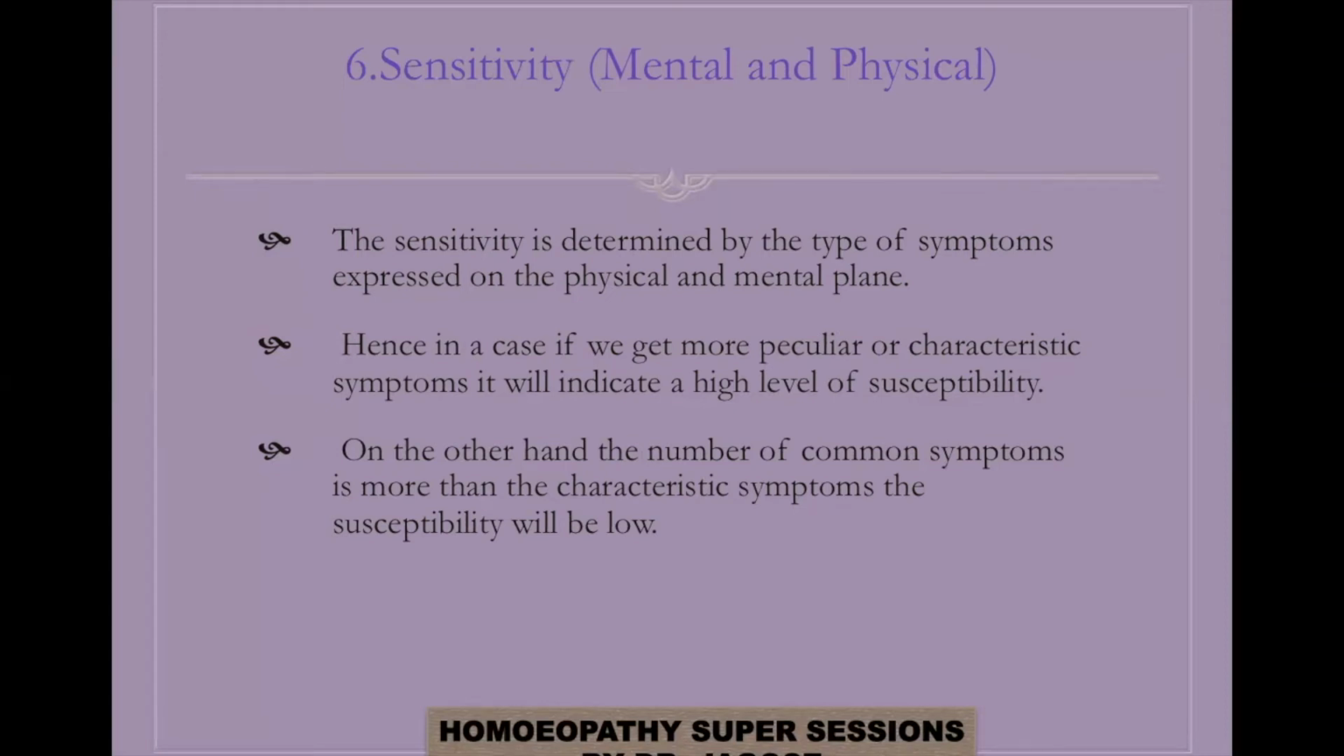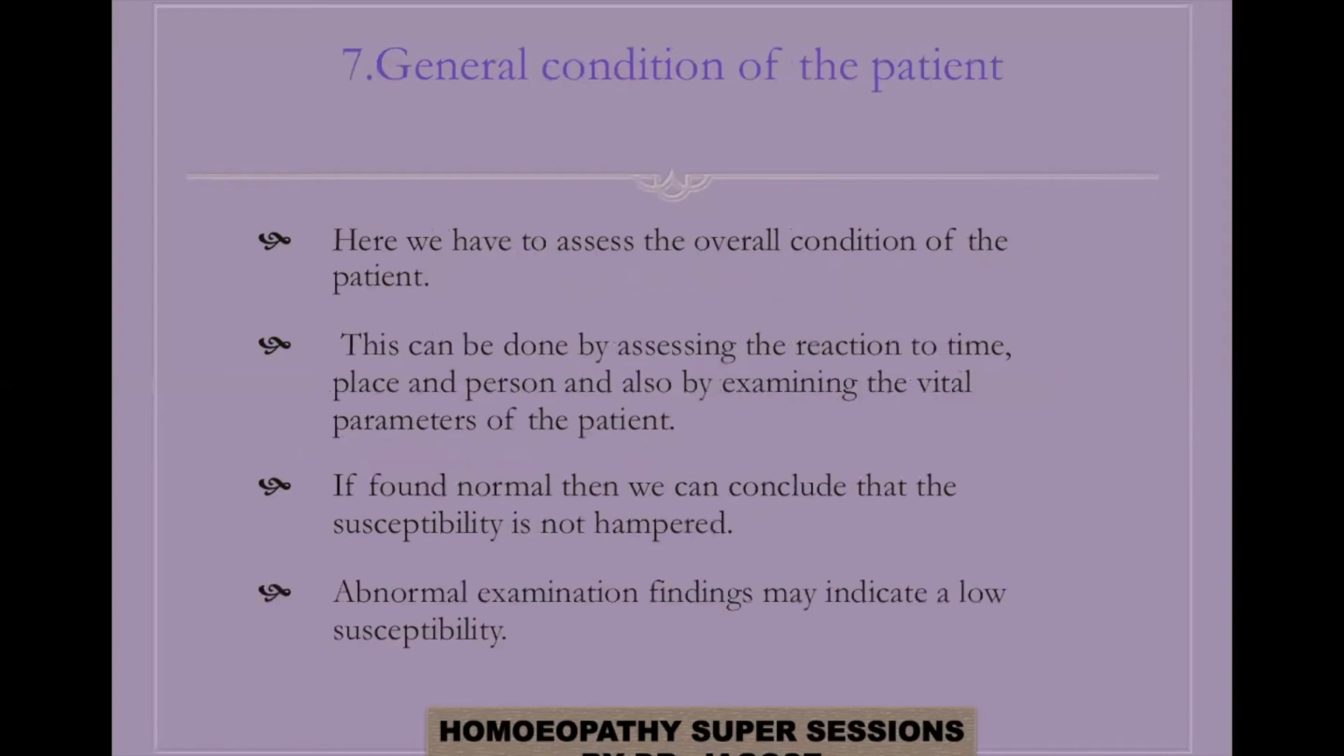So it may be so that on the mental planes, you're getting a good number of characteristic symptoms, but on the physical level, you're only getting common symptoms. So overall, you have to judge and see on the mental and the physical plane how many symptoms are characteristic and how many symptoms are common, and accordingly, the conclusion will come whether the susceptibility is high or low. Now, the last point, the seventh point, is the general condition of the patient.